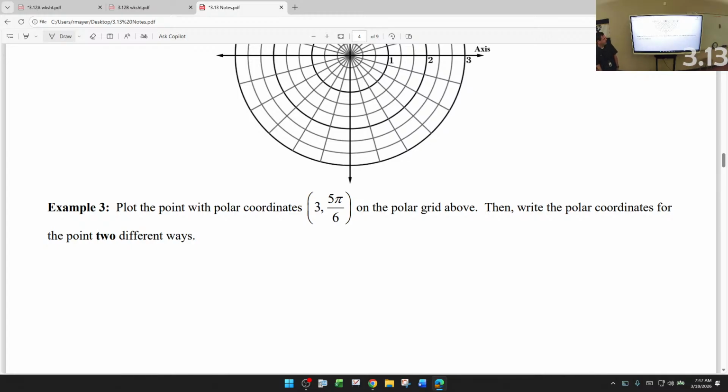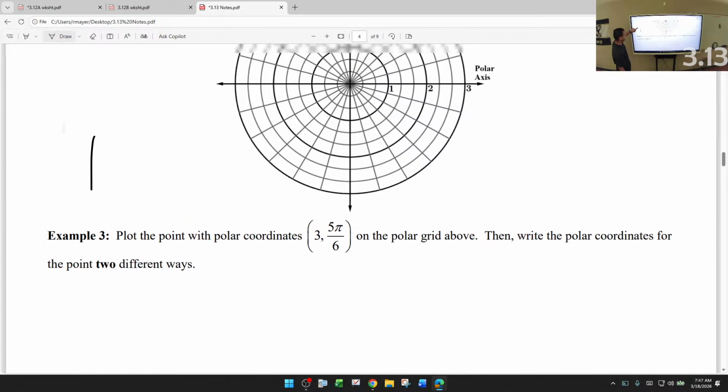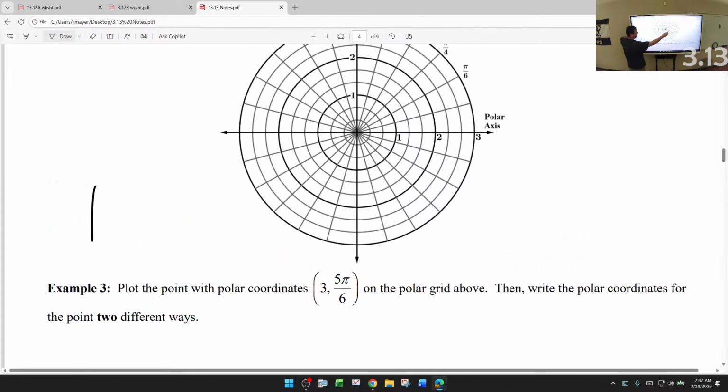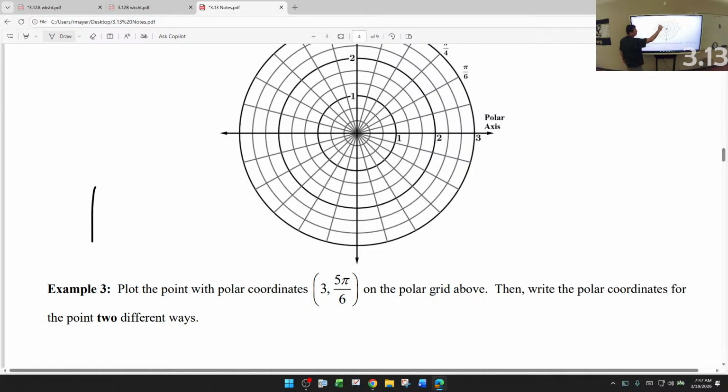Quadrant? Grace? Yeah, because 6 over 6 is on the x-axis, so 5 over 6 is just before it. So quadrant 2, right? Quadrant 2, and it's the one that's close to the x-axis. Again, notice that they put 6ths here, so it's 6ths here, and I got to go 3 units. 1, 2, 3.